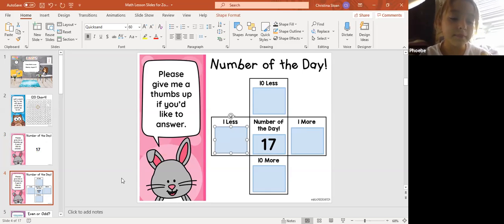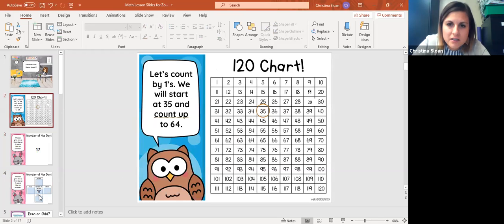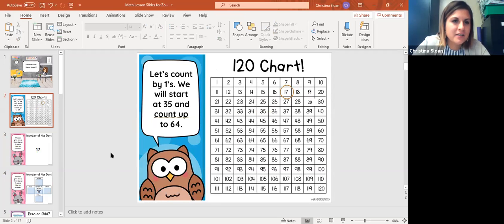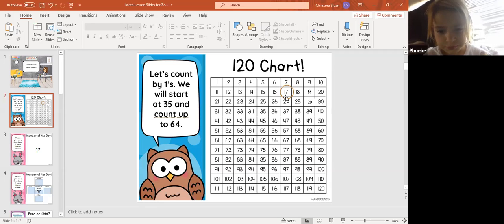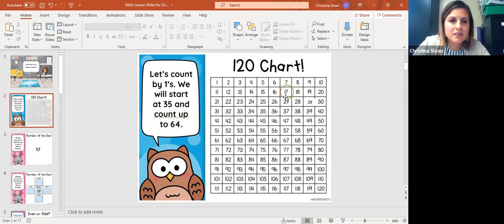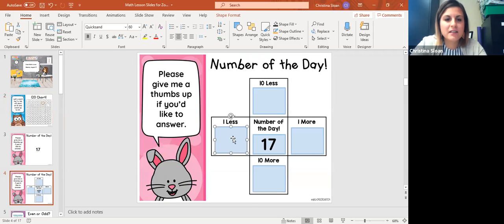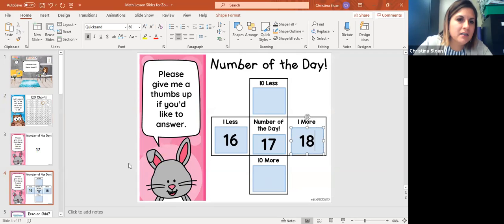Let's look at our chart real quick. So here's our number of the day, the number 17. What's one less? Oh, sorry, you muted again. Here you go, sweetie. Sorry about that. What's one less than 17? 16. Very good. And what's one more? 18. Very good. So one less is 16 and one more is 18. Very good. Thank you, Phoebe.